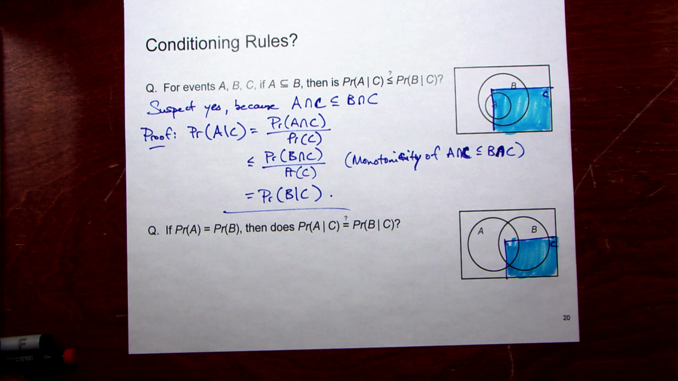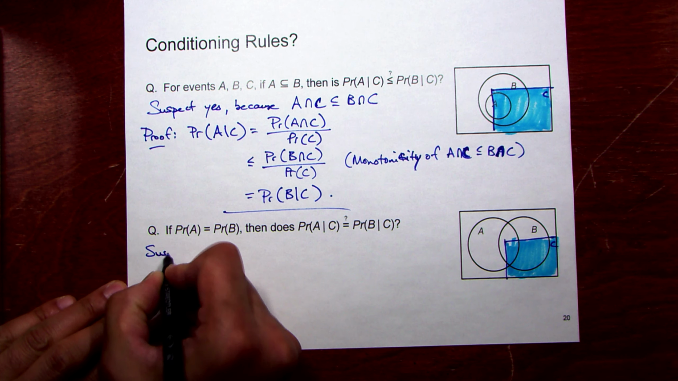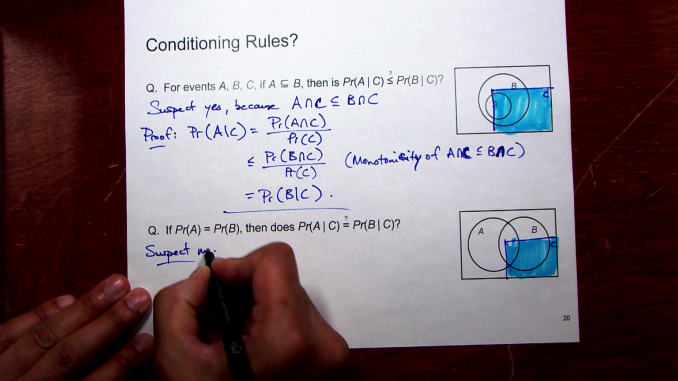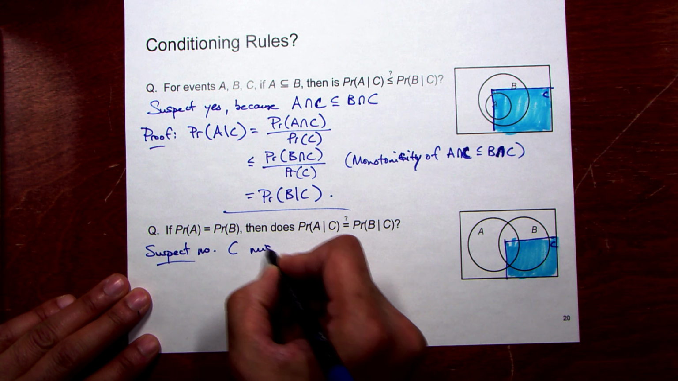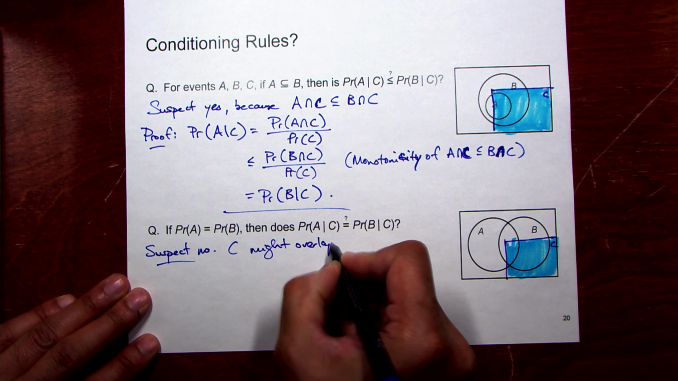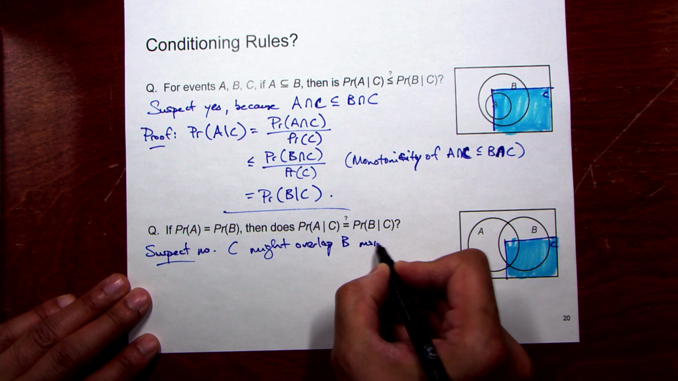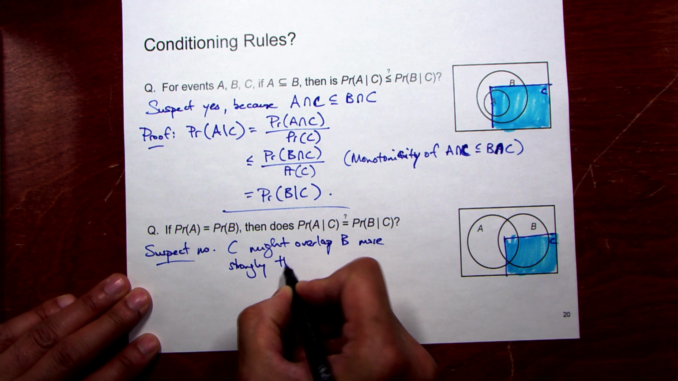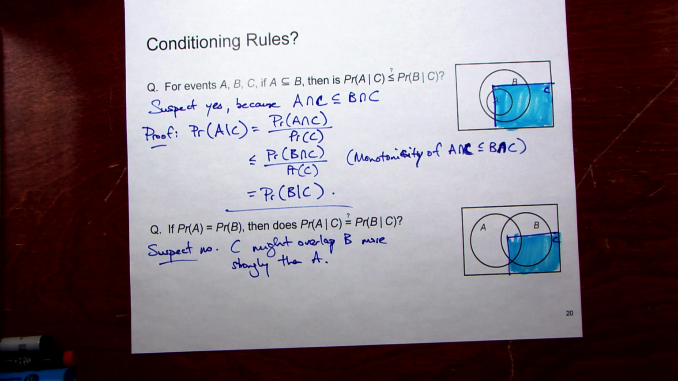Okay, you did a problem like this on your first assignment, except I didn't tell you it was conditional probability, but you were dividing things by the probability of C, a third event. I don't know if you remember doing this problem. Maybe you didn't. You had options. I used inequalities, I think, but the inequality can flip. Anyway, C might overlap B more strongly than A. And you did something like this on assignment 1.